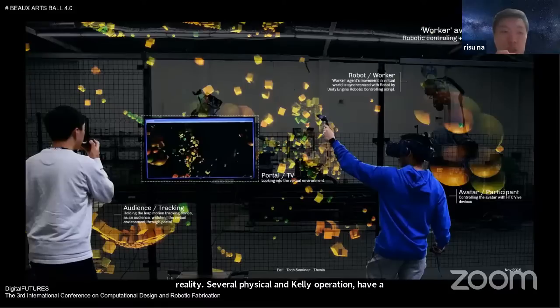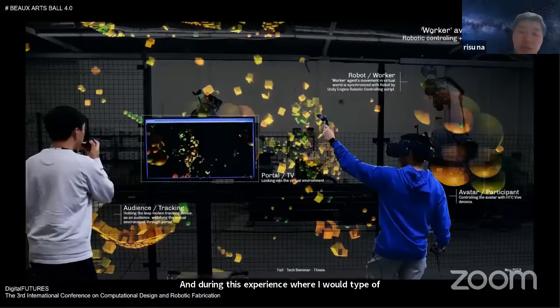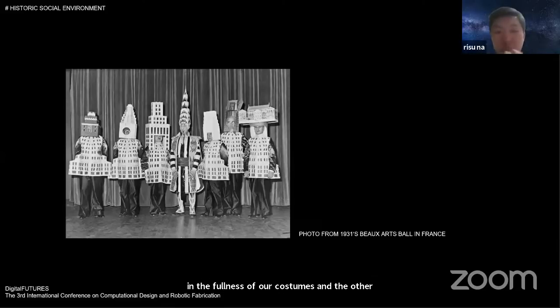The application engaged the user and the observer in a continuous loop of architectural transformation. During this experience, every type of sensor is blurred between the digital and the virtual world. And from the concept point of view, in reference to the new virtual environment of Industry 4.0, we propose a contemporary version of Box Ball, which is a historic social environment where the participant is not only the human, but also iconic buildings in the forms of costumes and other kinds of stage design elements.